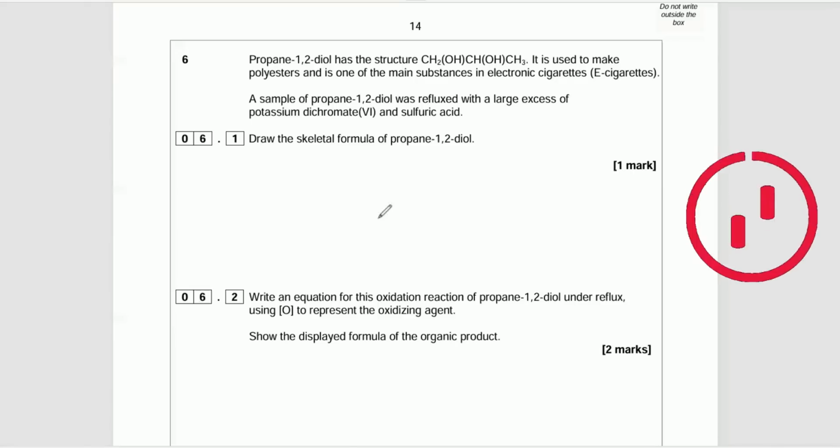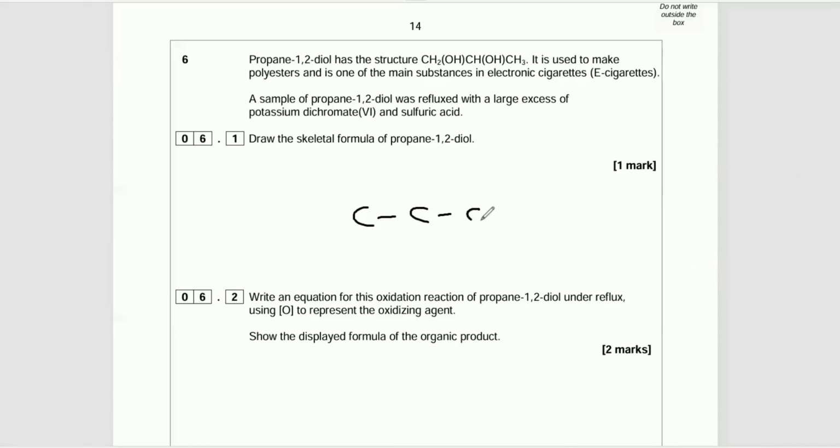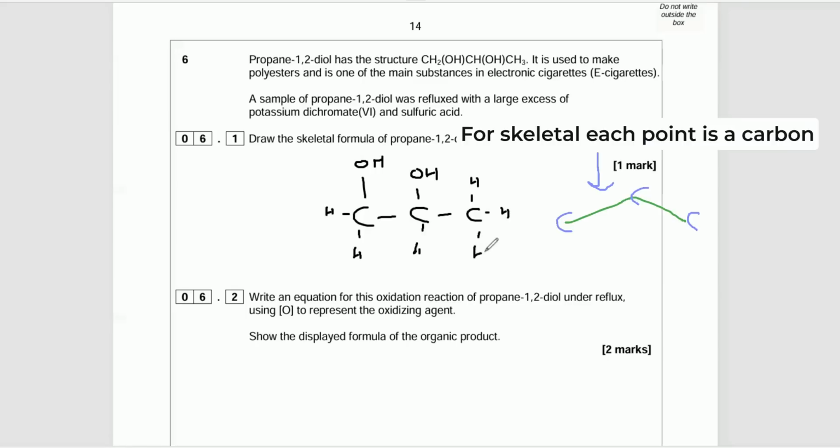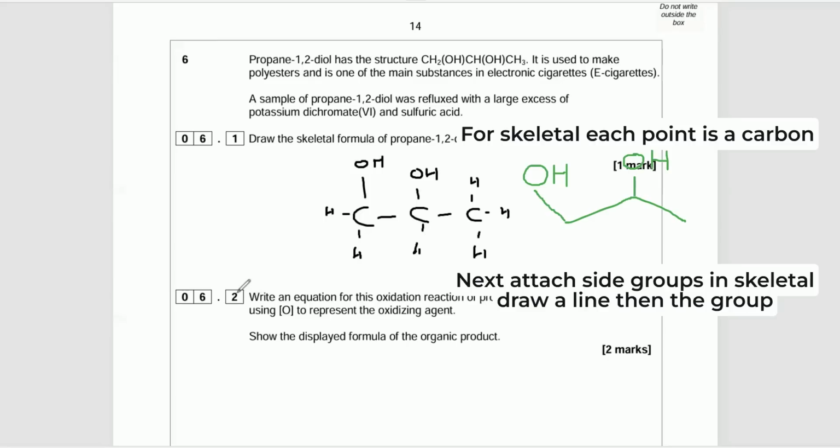Propane 1,2-diol. So propane means we have 3 carbons in the chain. 1,2-diol, I can put the OH group anywhere on the first or second carbon. It doesn't matter whether you start from the right or the left-hand side of the chain. The numbering always goes in the lowest possible way. And there we go, propane 1,2-diol. The 1,2 stands for the 2 carbons, diol for the 2 alcohol groups or hydroxyl groups.